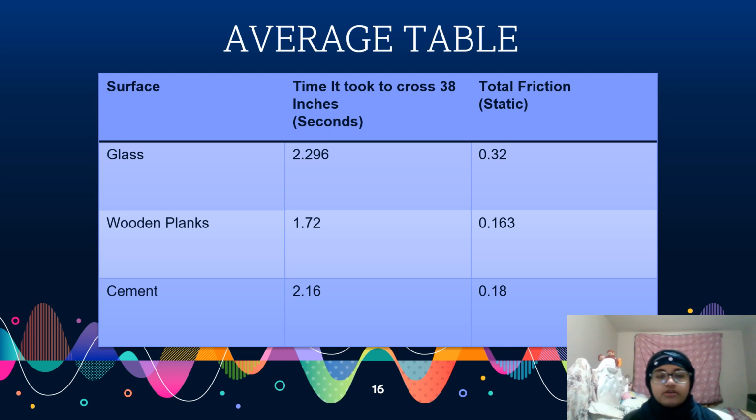As you can see, the glass surface had the most time to cross the distance, while the wooden plank seemed to have the least. And the total friction for static friction, it was also the same. Glass had the most and wooden planks had the least.